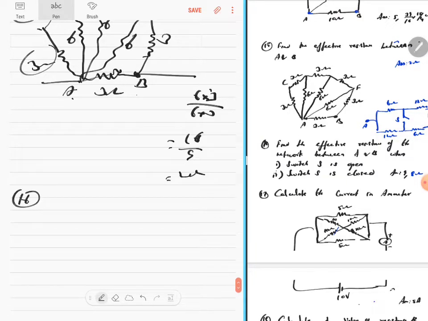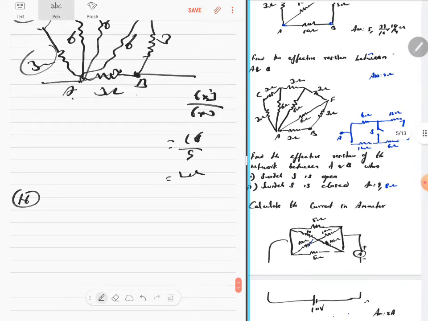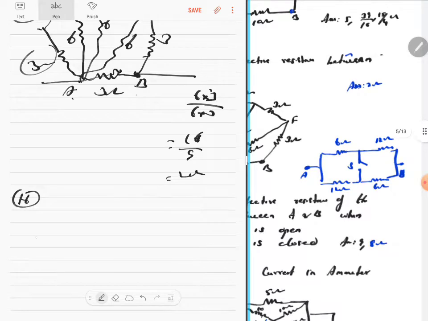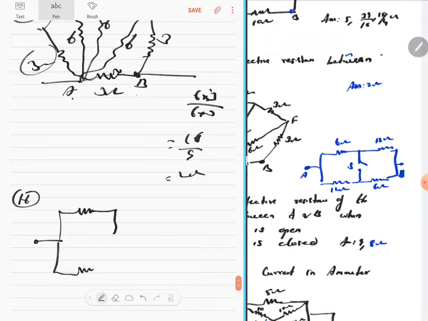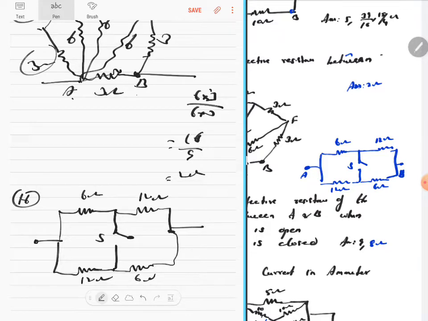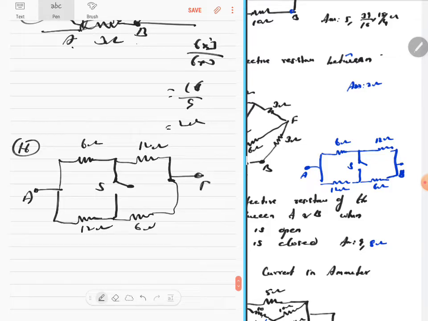Find the effective resistance of the network. See, look at this network here. You have a wire like this, a 6 ohm resistor. What is this? A 12 ohm resistor. This is a 12 ohm resistor, a 6 ohm resistor, a switch like this and like this, a 12 ohm resistor and a 6 ohm resistor, and this is A and this is B.